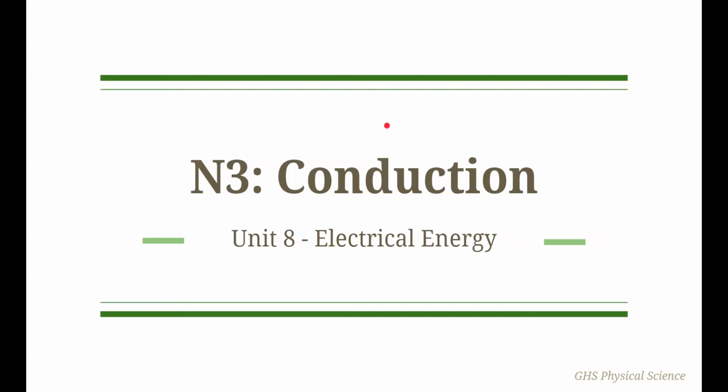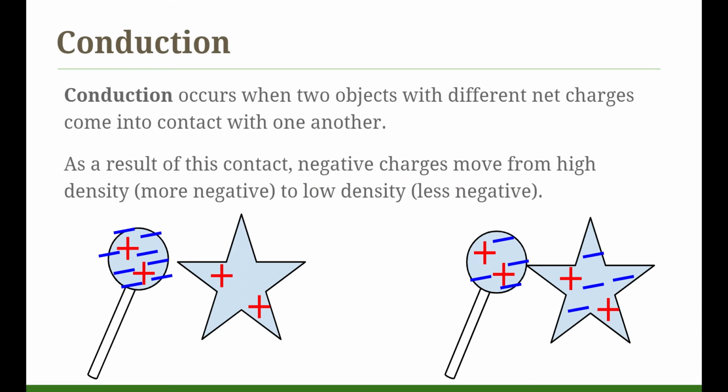Here are the notes for Unit 8.3, Conduction. So conduction just occurs when two objects that have different net charges come into contact with one another. Because of this contact, the negative charges will always move from an area with more negative charge, so high negative density, to a low negative density.